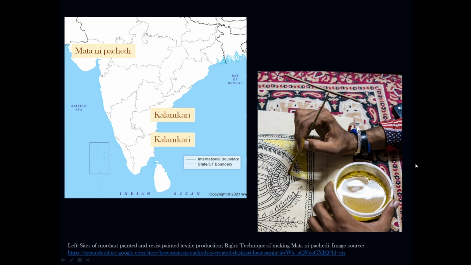The mordant is painted on the fabric in the areas that are desired to be red, and then of course this is washed and dried and then boiled in the dye solution, which today is predominantly alizarin and not madder. Mata ni Pachedi is one of the practices in Western India, and perhaps one of the few practices that we have today that utilizes mordant and dye painting.